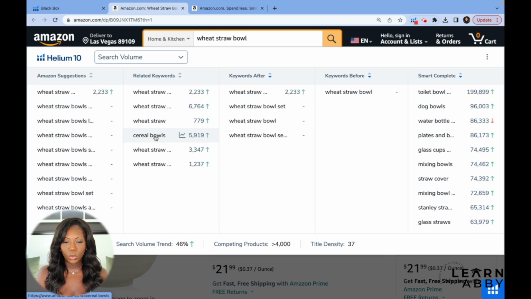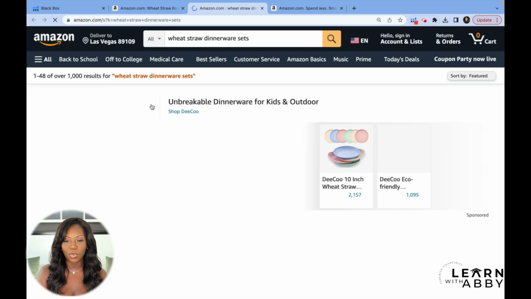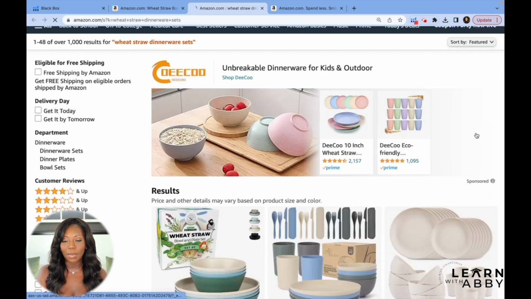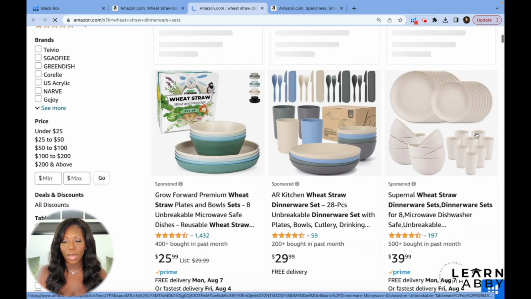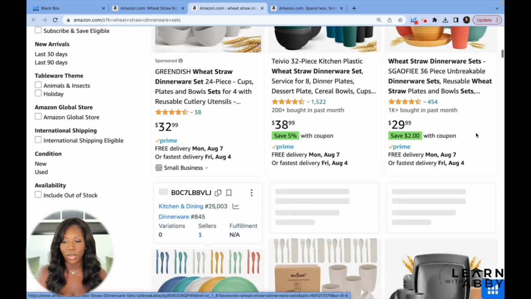Okay. So what you can see right now is all of the keywords that are generating for what I typed in. So we see wheat straw bowls, we see wheat straw dinnerware set, wheat straw cereal bowls, and some other keywords here. The one that has the highest amount of searches is wheat straw dinnerware sets, which is a bit of a mouthful, but that's the one that I'm gonna look at because there seems to be a good amount of searches for this product.